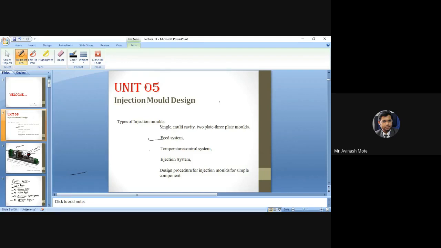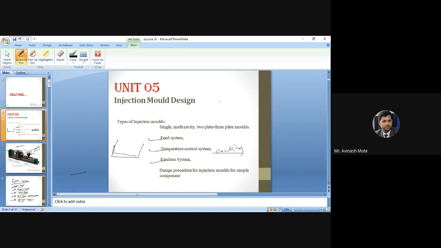Then we discussed the temperature control system. Basically in this we focused on the cooling system more, because it actually represents the microstructural growth of the particular component. Then we discussed the ejection system also. The ejection system is also very important, because once the product is manufactured, it is important to remove it easily and properly from the mold cavity.